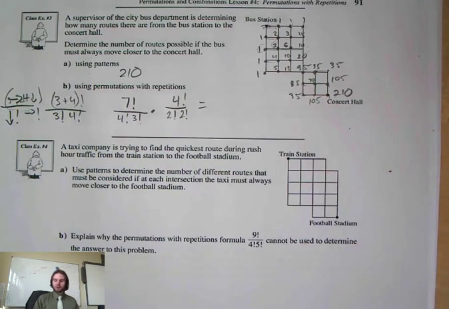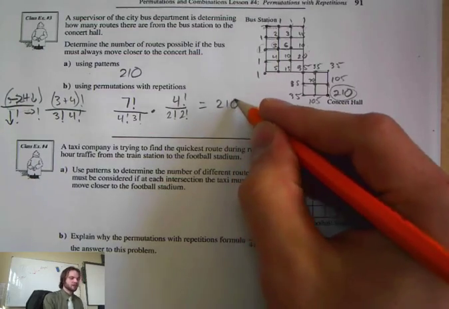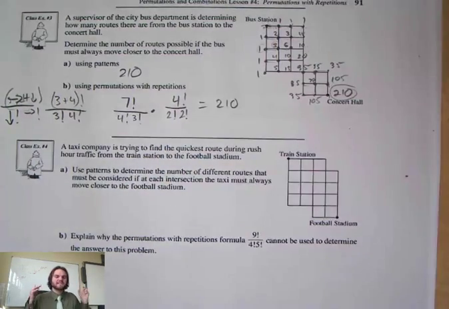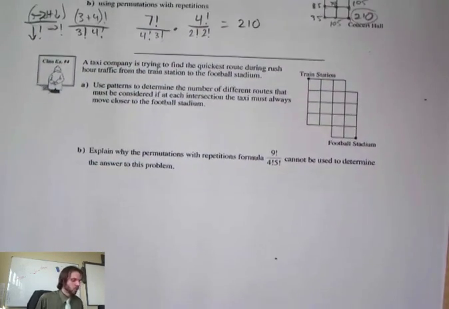Now, all I have to do is multiply this together in my calculator. Okay? And when I multiply this in my calculator, I'm going to get the same thing I have there, which is 210, which is actually a lot faster and easier. Now, let's take a look at question number 4.